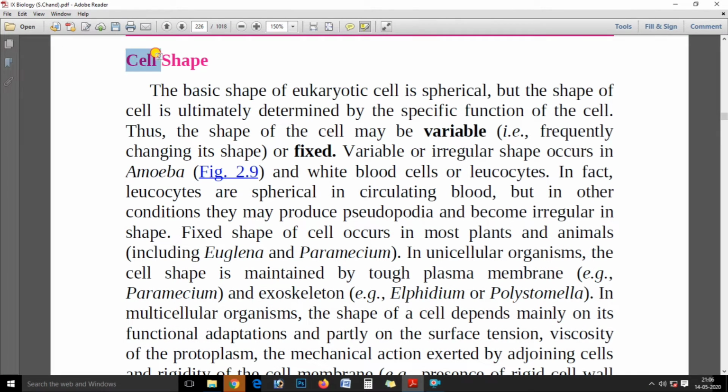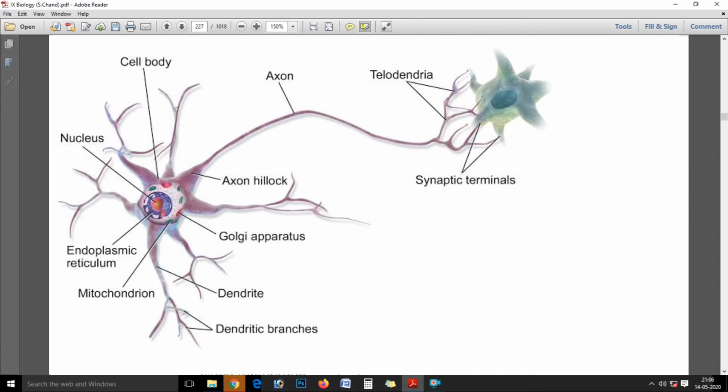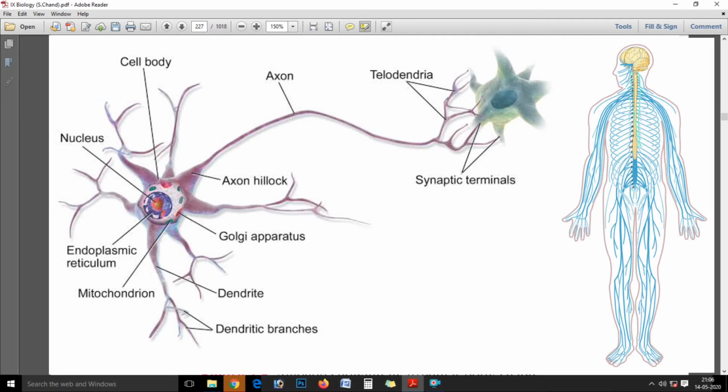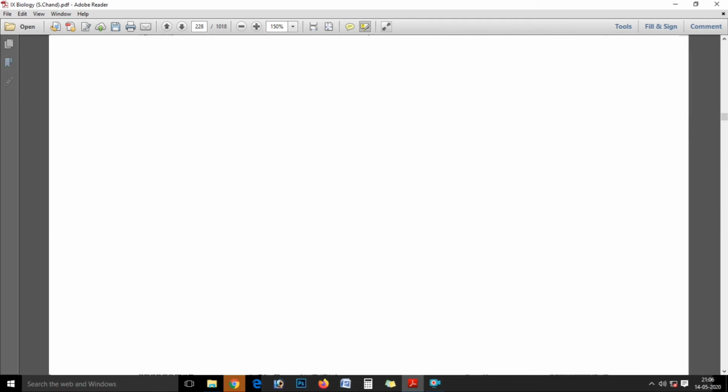Then we have cell shape. Now our body contains varieties of cells and the shape of these cells differ from each other. For example, let's talk about nerve cells. Now the function of nerve cell is to transport the message from sense organs to brain, and again sending the command from brain to each and every muscle. That means they work from our head to toe in our whole body, and that is why the shape of nerve cells is very elongated, very lengthy.